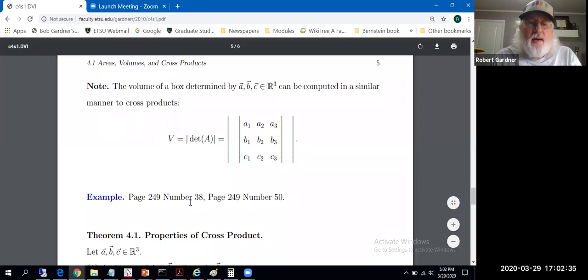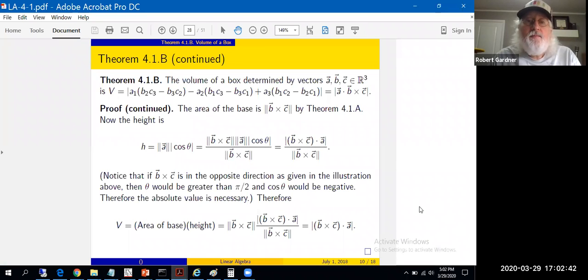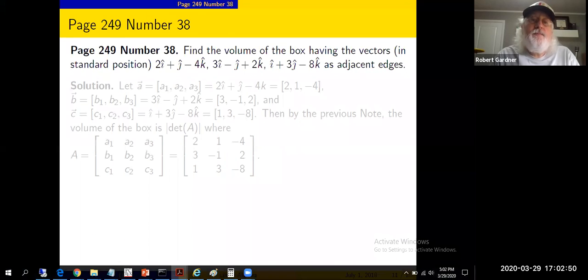Let's illustrate that with a couple of examples to the supplements. Okay, next. Find the volume of the box having the vectors in standard position as given as adjacent edges. So as in the picture we had in the previous proof, we've got three vectors. They determine a box, find its volume.